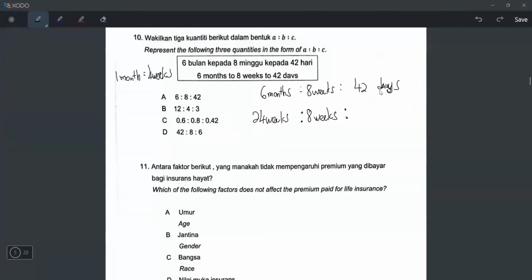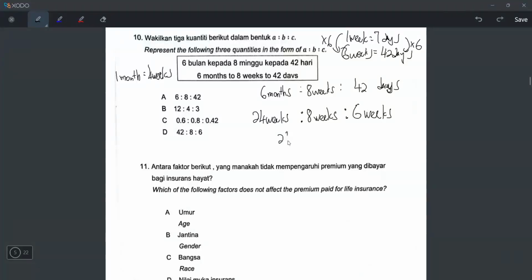But what about 42 days? How many weeks is that? I will divide by 7 because 1 week equals 7 days. So 42 divided by 7 is 6. So it's actually 6 weeks. Or you can also think about it this way: 7 becomes 42 by times 6, so here also times 6. So 6 weeks. Either way, you still end up with this.